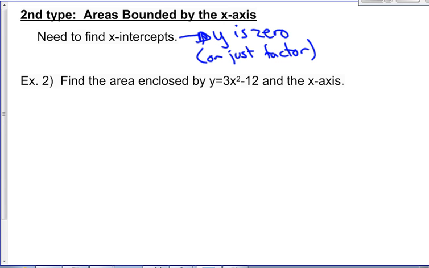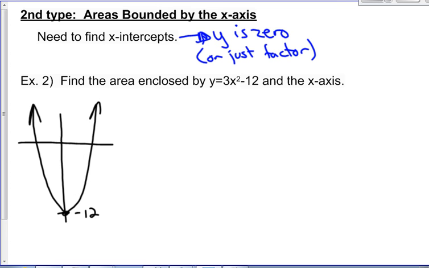Let's make a quick sketch here. I know that that's a parabola. It opens upward. It's got a y-intercept at negative 12. And it hasn't been shifted left to right, so that's where its vertex is. So there we go. There's our rough sketch of what's going on. We're looking for this area.